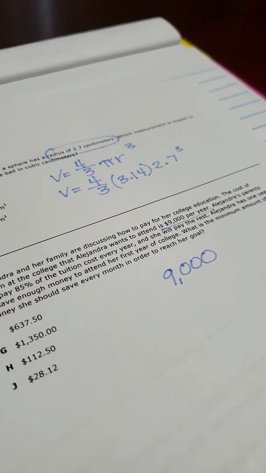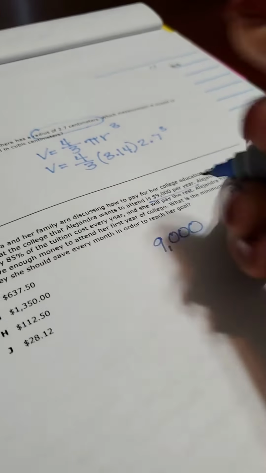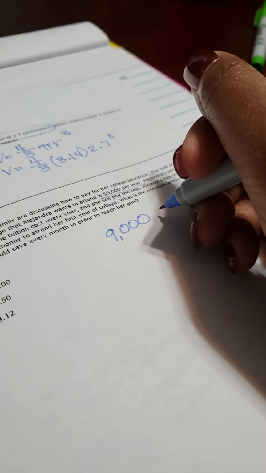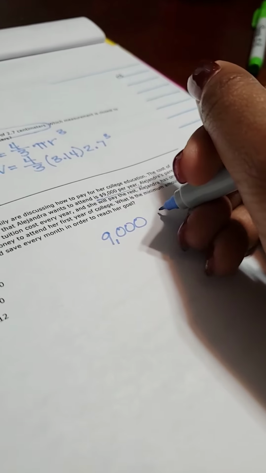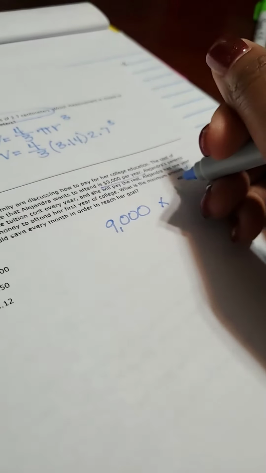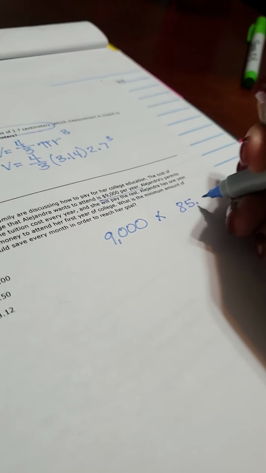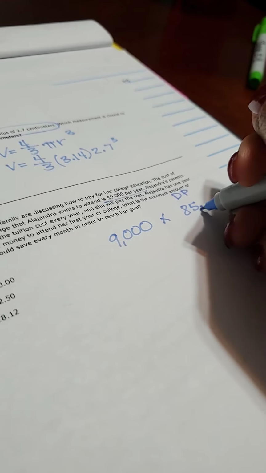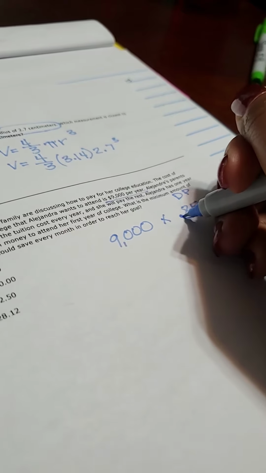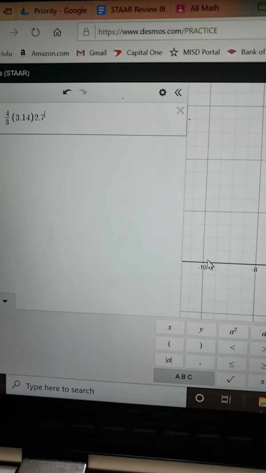So she's got $9,000. Her parents will pay 85% of it. Well, I need to know what 85% of it is. So I'm going to go ahead and multiply 9,000 times the decimal of 85%. So 85%, the decimal's at the back. I need to move it 2 times to the left to figure out how much they're paying. So let's see.